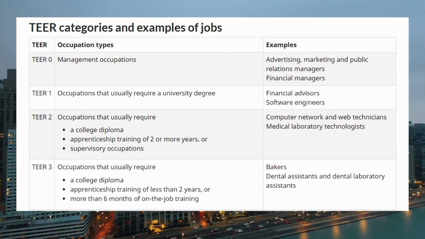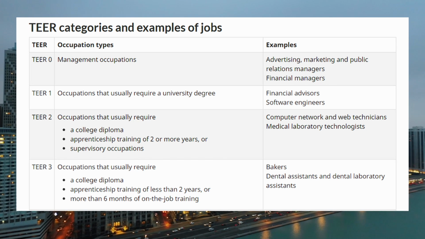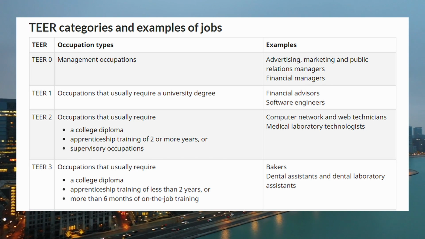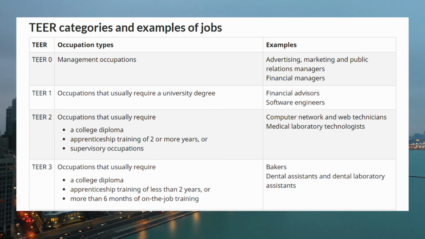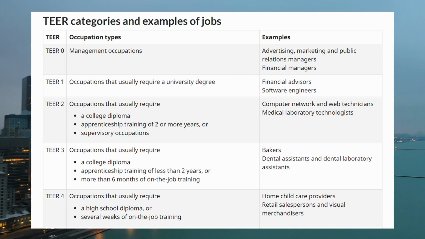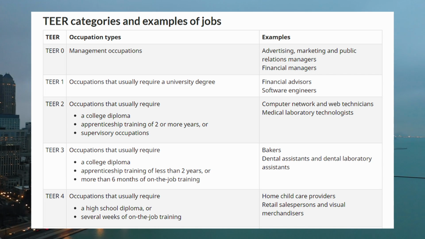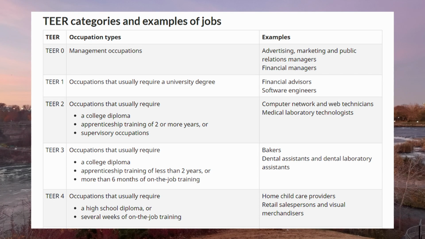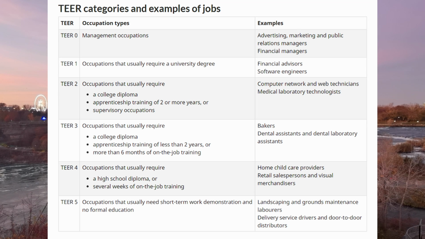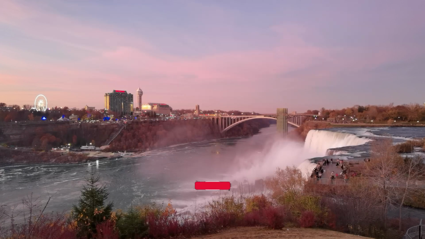Tier 3 is for occupations that usually require a college diploma, less than 2 years of apprenticeship training, or more than 6 months of on-the-job training, for example, bakers, dental assistants, etc. Tier 4 is for occupations that usually require a high school diploma, or several weeks of on-the-job training, for example, retail sales agent, or home childcare providers, etc. Tier 5 is for occupations that usually need short-term work demonstration and no formal education, like delivery drivers or landscapers, laborers, etc.